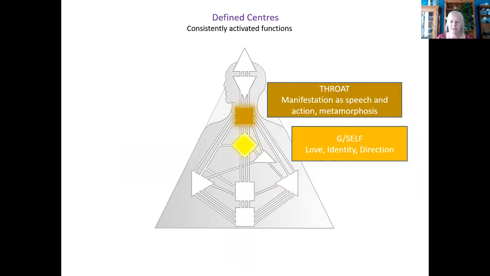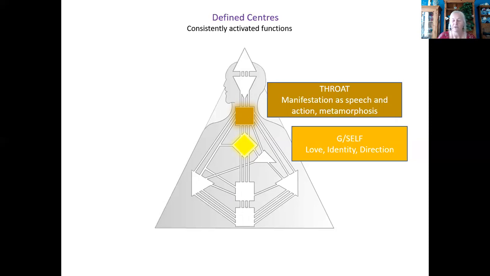And then there's 2 other centers I haven't yet mentioned. There's the G or self center, the yellow diamond there, which has the themes of love, identity, and direction. So in our motor analogy, you could say this is like the GPS system. It sets the direction. And then the throat is where the energy comes out into the world as speech and action. It's also representing metamorphosis and change. So the throat is almost like the gearbox. So those motor energies, when they're hooked up to the throat, they can really drive action in the world.